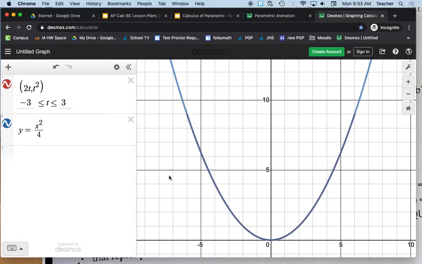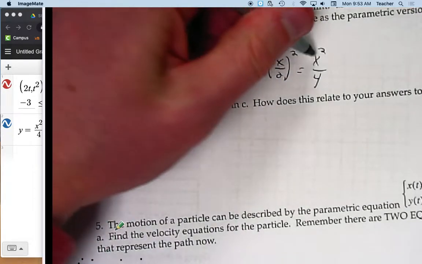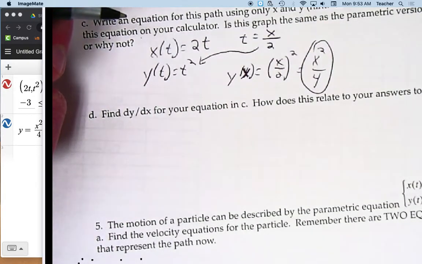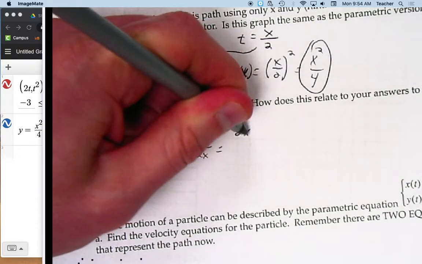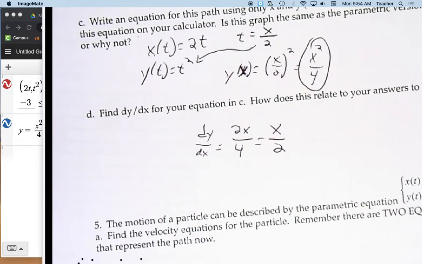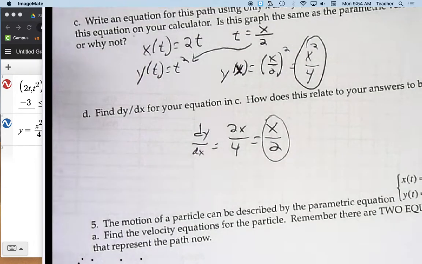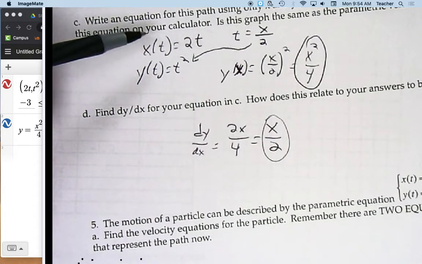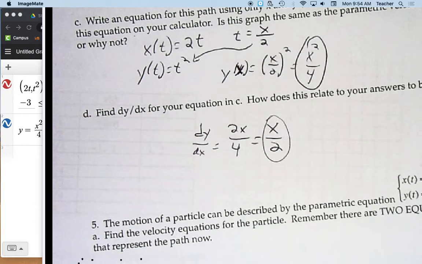And so now I can say, well, what's dy/dx for this equation? Well, that's just good old derivative. And so dy/dx here would be 2x over 4, also known as x over 2. And the question is going to be, how does this derivative relate to our derivatives with respect to t that we took in the previous problem? And we will see that in the next video.